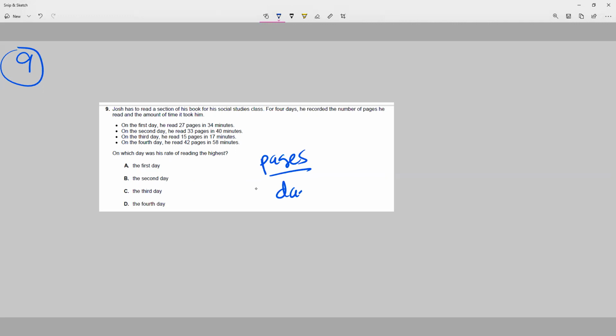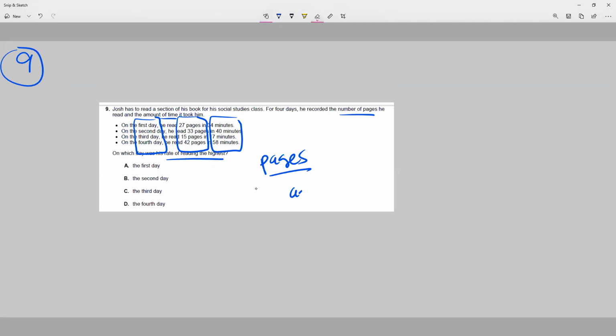Oh, you know what? Okay, let's reread this more carefully. So it's giving me multiple pieces of information, right? It's giving me the amount of days that have passed. It's giving me a certain amount of pages that this person has read. And it's also giving me a certain amount of minutes that it took him to read those pages. And so if I look at this, it says on which day was his rate of reading the highest? So we're comparing the number of pages to the amount of time it took.